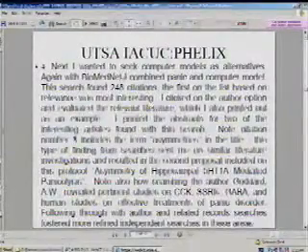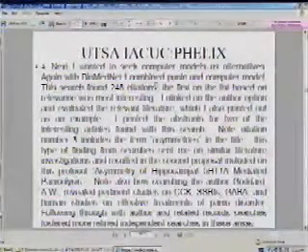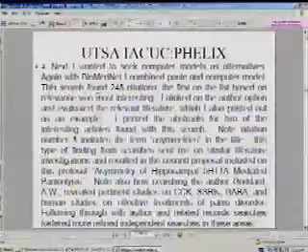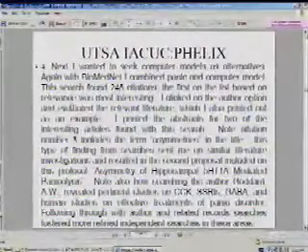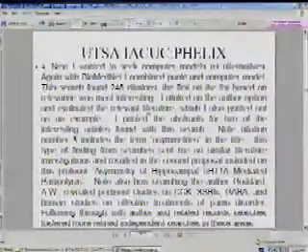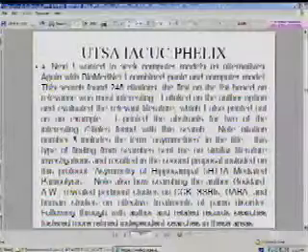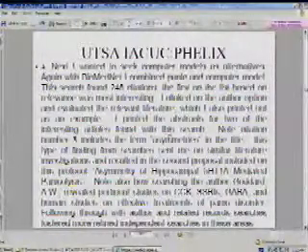Next, I wanted to seek computer models as alternatives. Again, with BioMedNet, I combined panic and computer model. This search found 248 citations. First on the list, based on relevance, was most interesting. I clicked on the author option and evaluated the relevant literature, which I also printed out as an example. I printed the abstracts for 2 of the interesting articles found with this search.